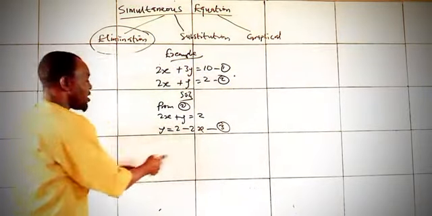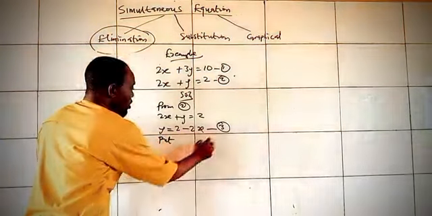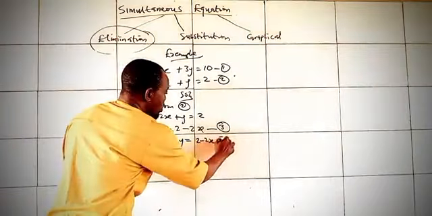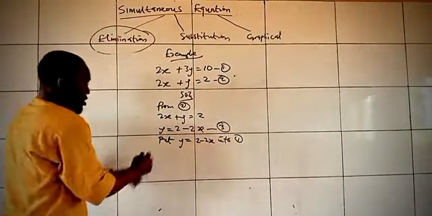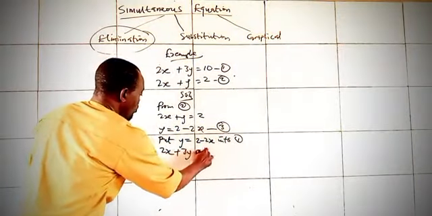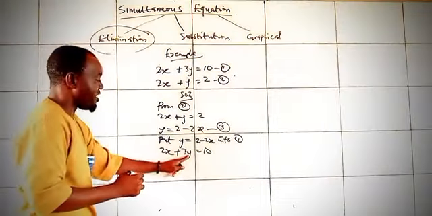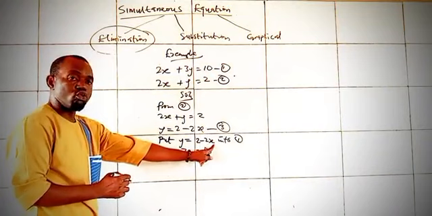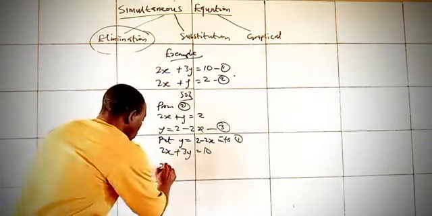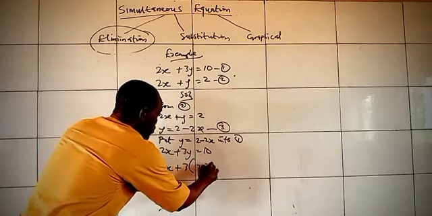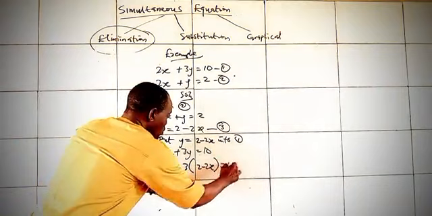So we'll now say put y, which is equal to 2 minus 2x, into equation 1. So this is equation 1: 2x plus 3y equal to 10. There is 3y here, so anywhere we see y, we replace it with 2 minus 2x. Now we say 2x plus 3 bracket 2 minus 2x, close the bracket, equal to 10.